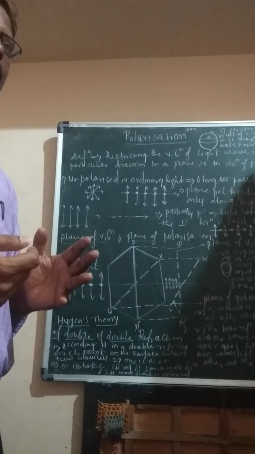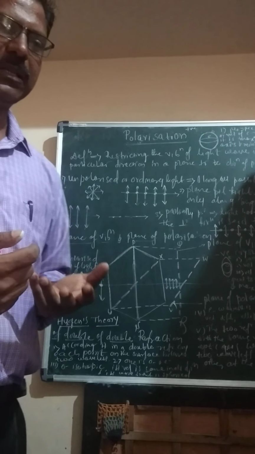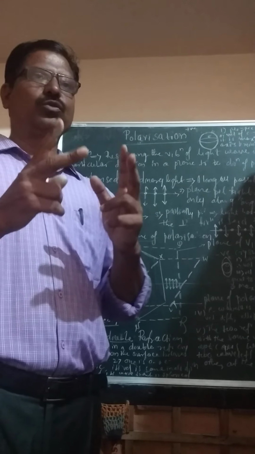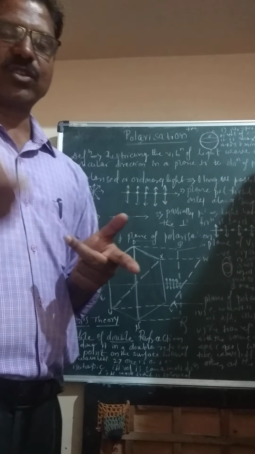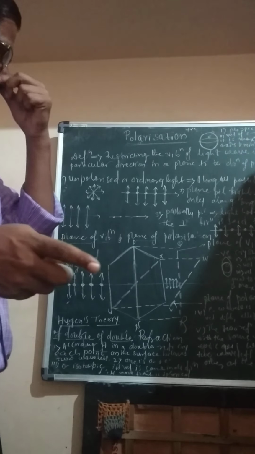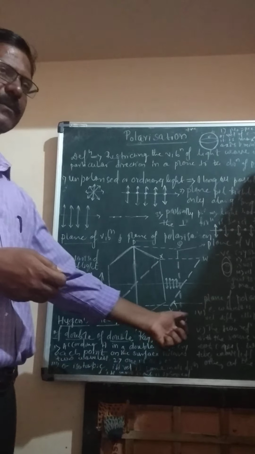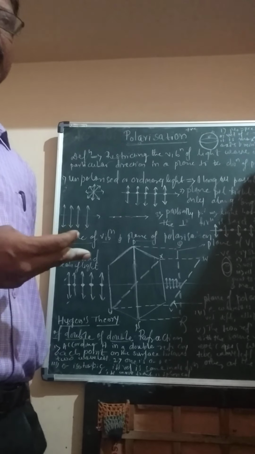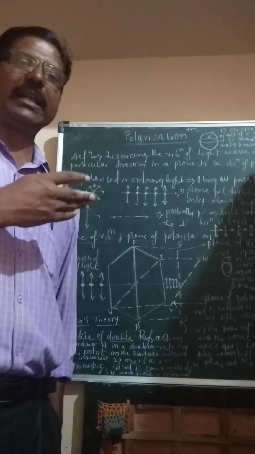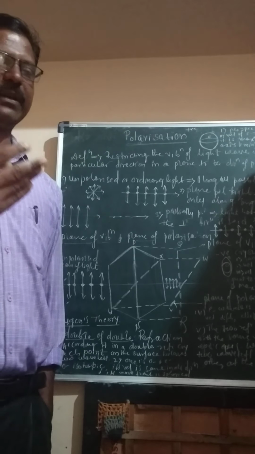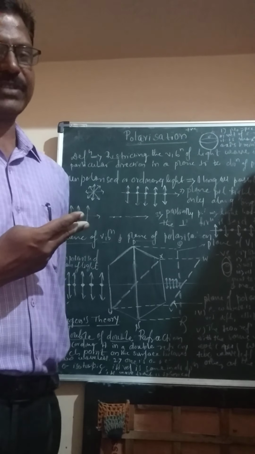So this is what takes place in double refraction. When a beam of light passes through the crystal, two refracted rays are obtained, which are nothing but the ordinary and extraordinary rays. Your syllabus mentions Huygens' theory of double refraction. The scientist Huygens explained the phenomenon of double refraction with the help of secondary wavelets.